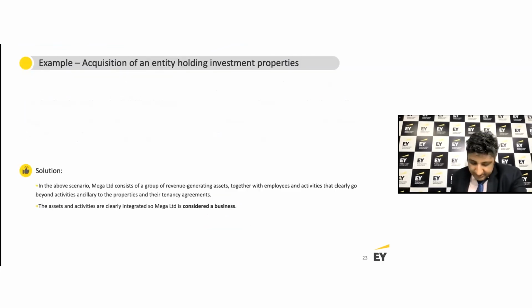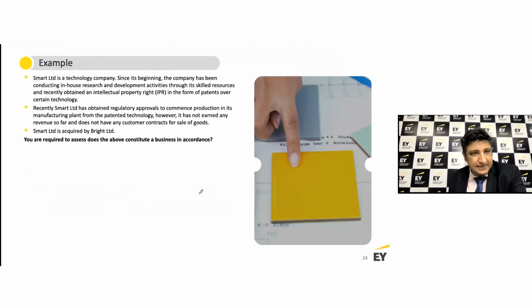All right. And that's something which is explained in the solution. It says that in the above scenario, Mega Limited consists of a group of revenue generating assets together with employees and activities. They are not just doing an administrative or an ancillary work, right? It is rather an integrated effort to be actually called a business than just called managing the assets there. Okay, right. Now, if we get a sense of that, we should be in a very comfortable position, for example, to solve these cases.